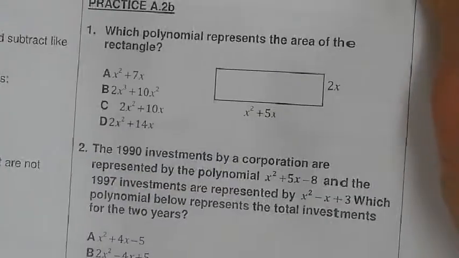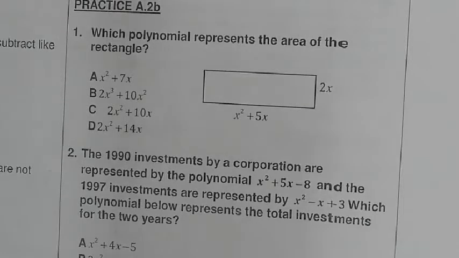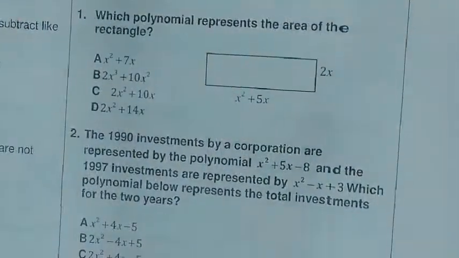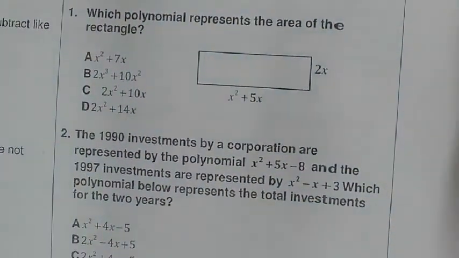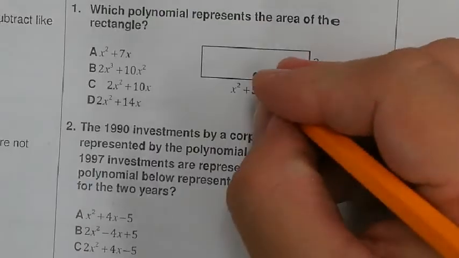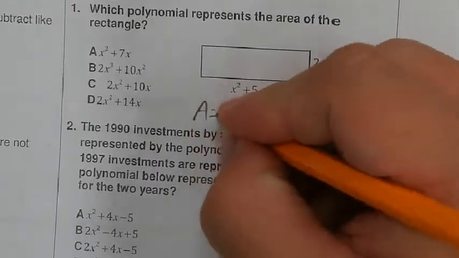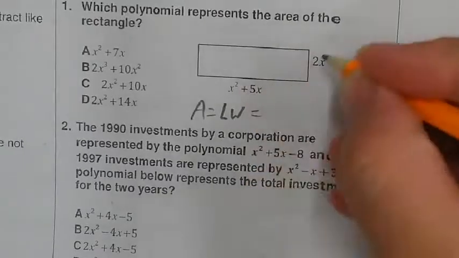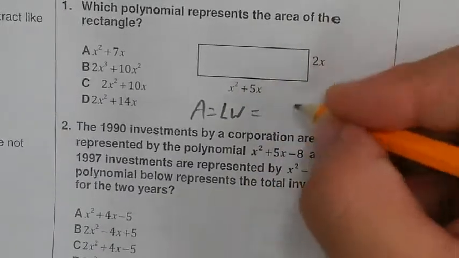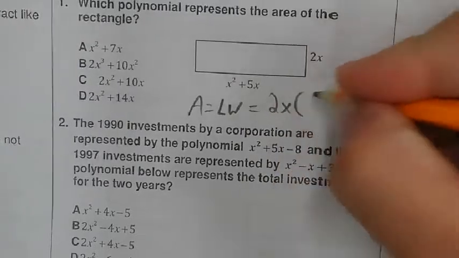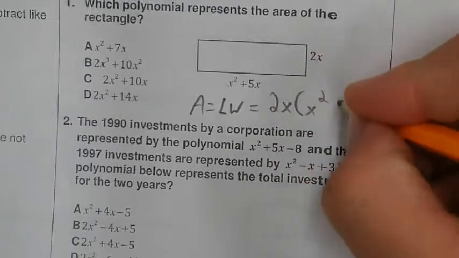Which polynomial represents the area of the rectangle? All right, so this one, these you had to work out by hand. There's no shortcut, really. Now, actually, there is a shortcut. I may show you the shortcut. So here, area. We know area is length times width. In this case, it doesn't really matter which one you do because of the commutative property. So I'm going to put the 2x first times x squared plus 5x.